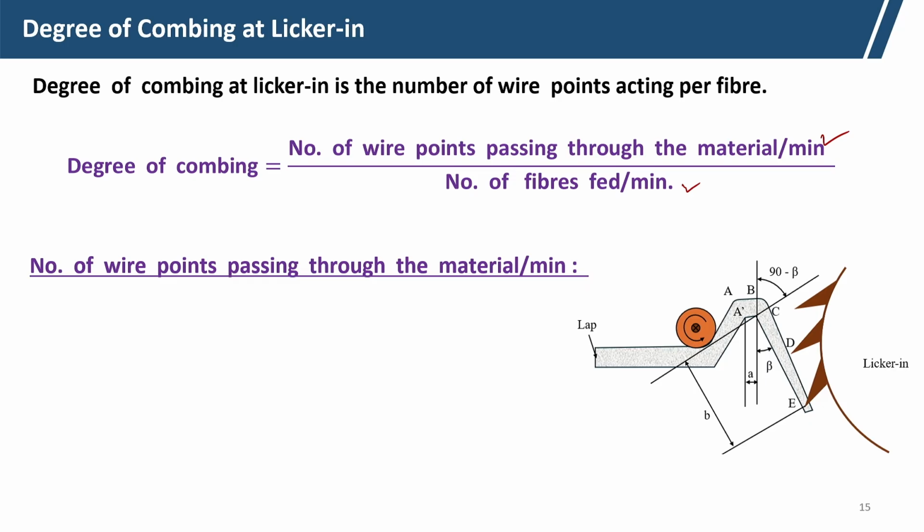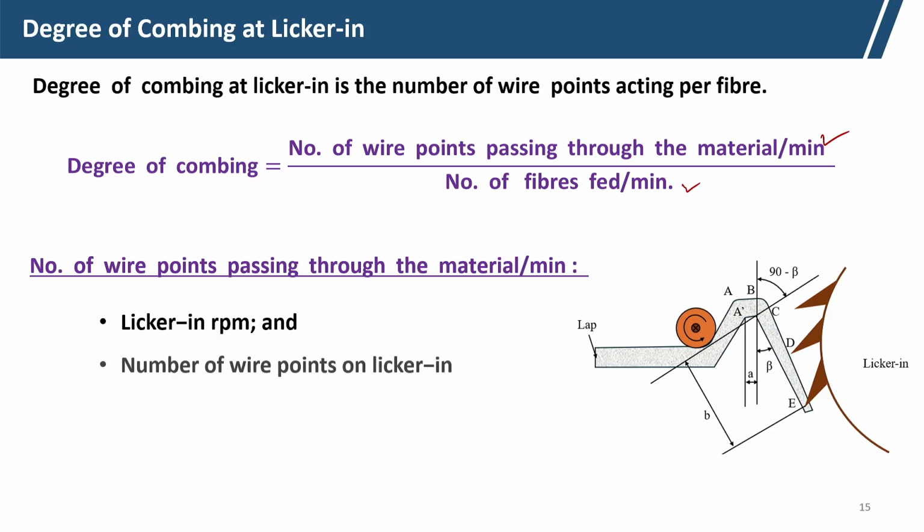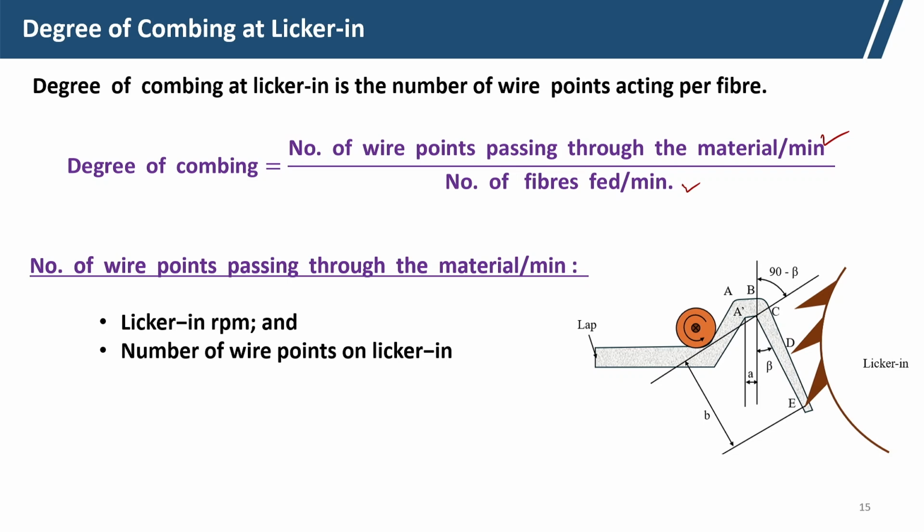The number of wear points passing through the material per minute depends on the licker-in RPM. If the licker-in RPM is high, the number of wear points passing through the material will be high. Similarly, if the wear point density in the licker-in is high, then the number of wear points passing through per minute will be high. So that we can control.